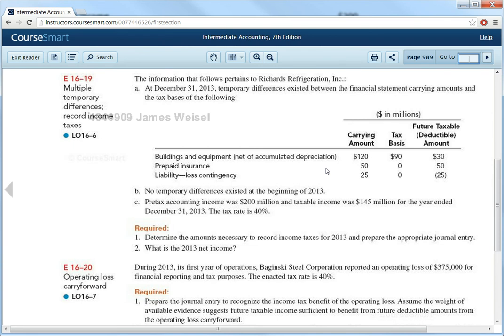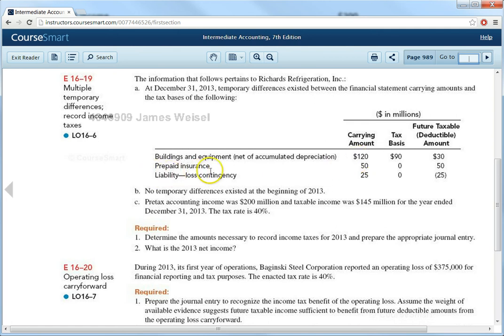Tax law, however, is a little bit different. Tax law will allow us to write off that insurance premium when we pay it, regardless of when we receive the benefits of the coverage. So if we paid for that insurance in 2013, we get to deduct it in 2013 for tax purposes, even though we might not be able to deduct it until some future period for GAAP purposes. And that's exactly what happened here.